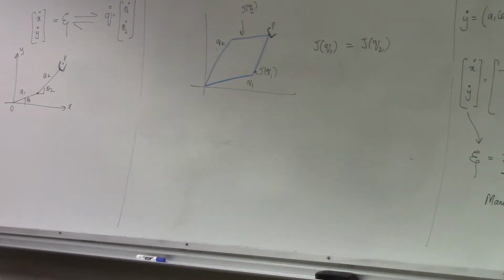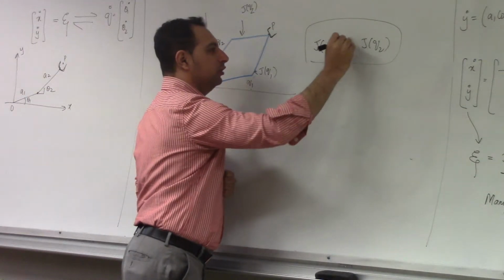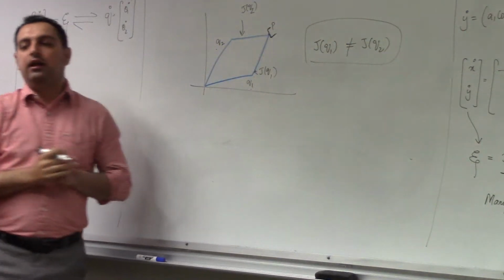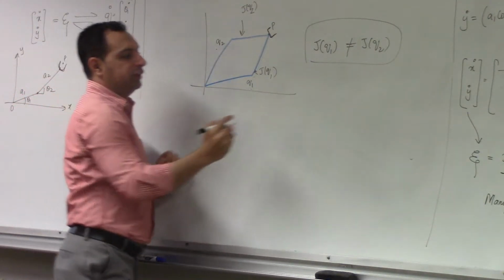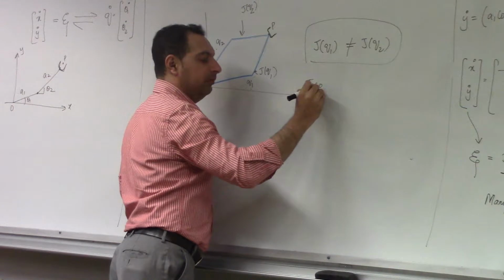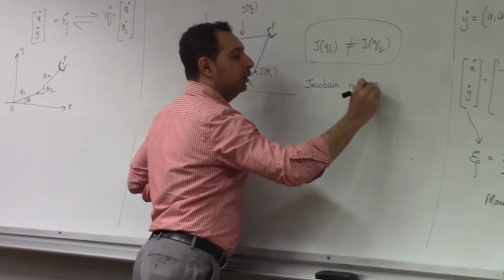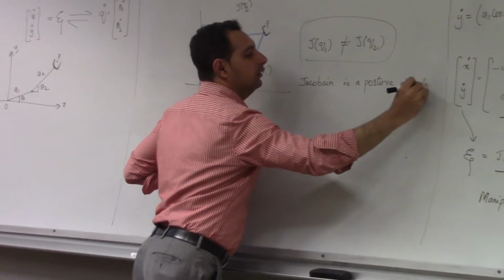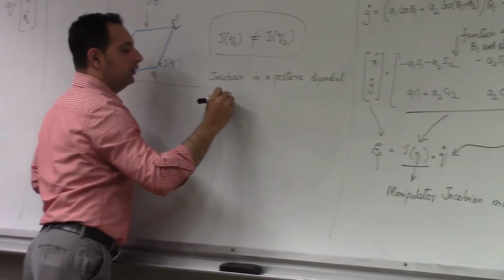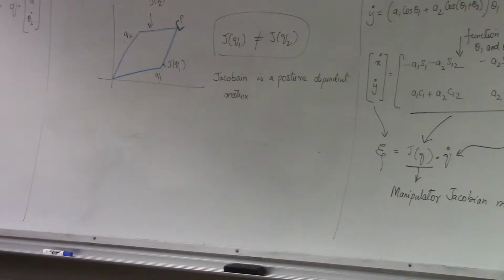I think it's going to be different. They will not be the same, okay? That's why these 2 Jacobians will not be the same. They are different. The reason they are different is because the posture of the manipulator is different. Jacobian is a posture-dependent matrix. That means you can be at the same point, but in a different posture, the Jacobian will be different, okay?